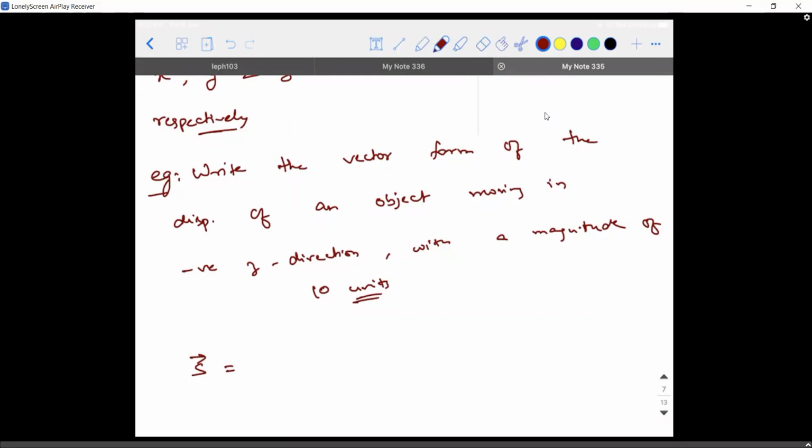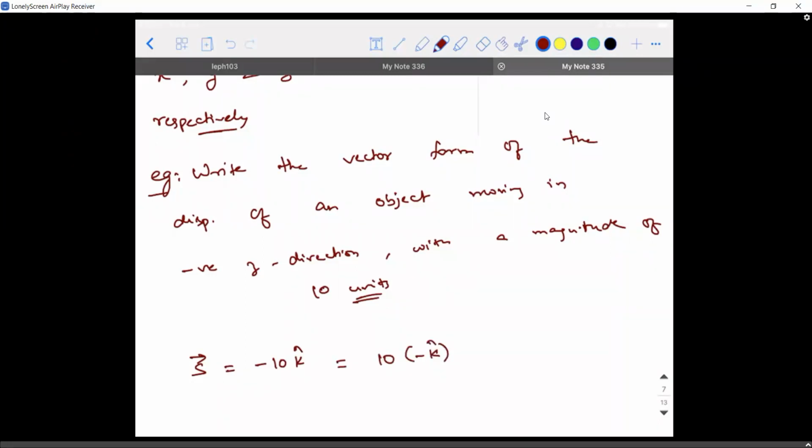Minus 10 j cap. Minus 10 J cap. z direction. K cap. Minus, okay, I thought y. Okay, minus 10 k cap. This is one way of writing. The more matured way of writing it is 10 times minus k cap.